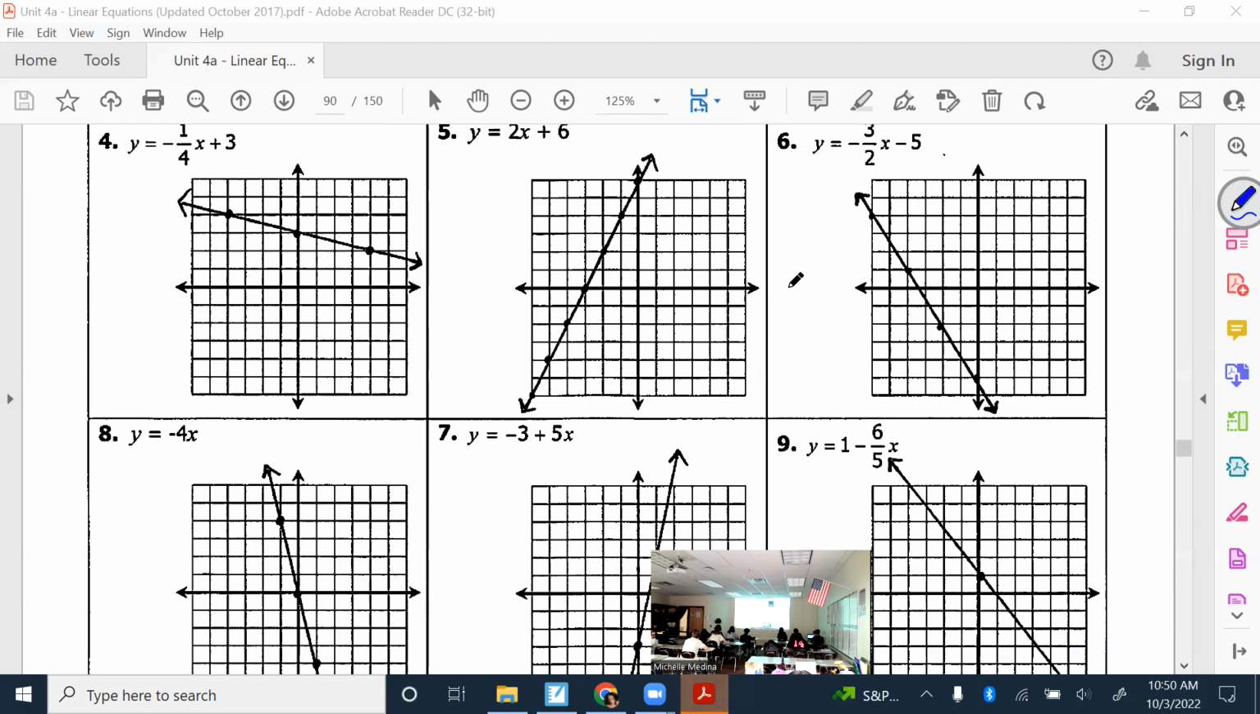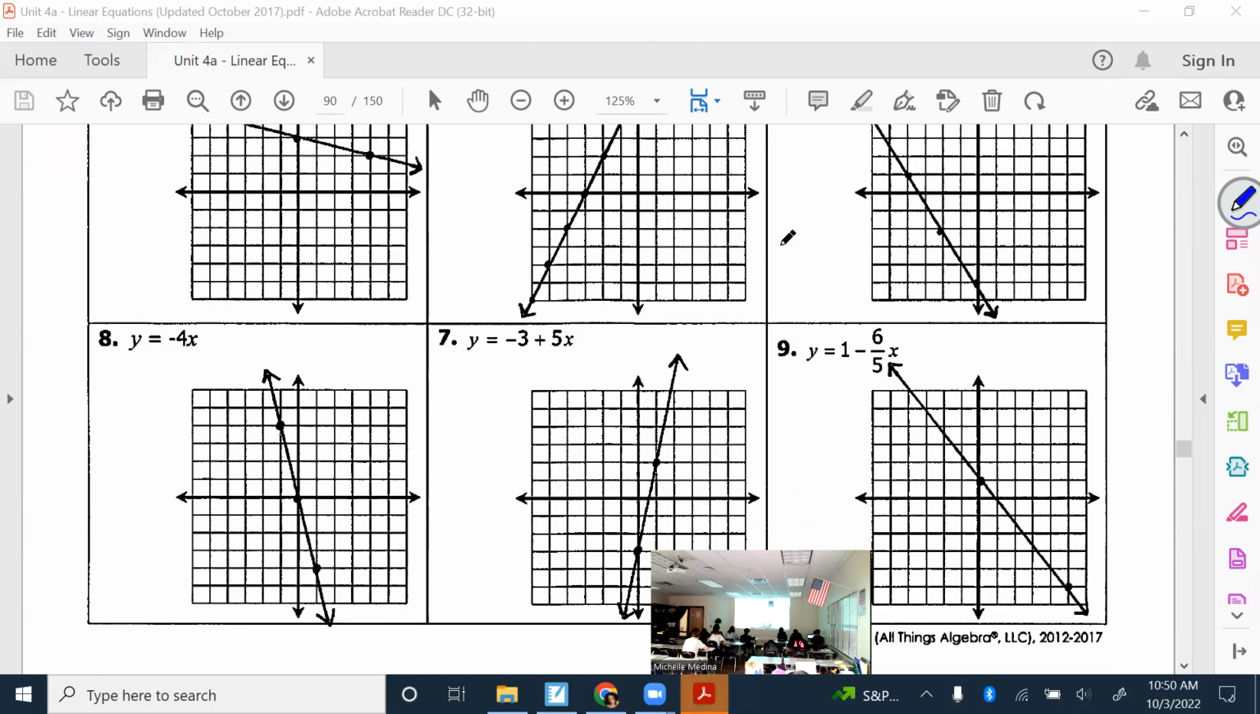All right, and then number 8, that's the one that had the y-intercept of 0. So that would go through the origin here. And my rise over run, -4 over 1. So going down 4, because it's negative, and to the right 1. If you work backwards, you do the opposite. So questions on the ones I had you try.